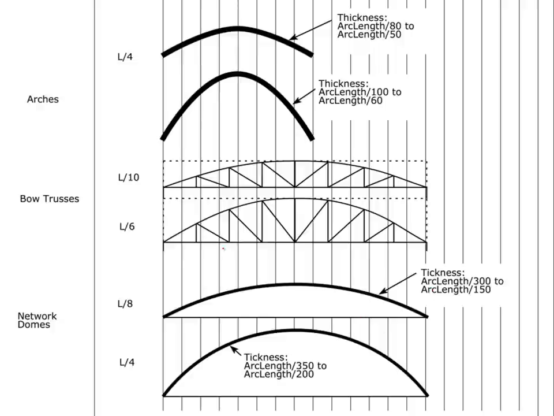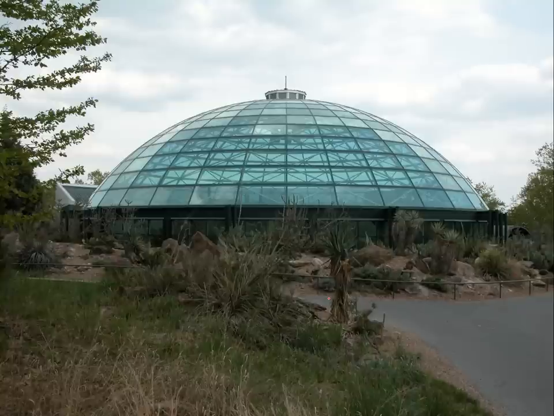Okay, so that takes care of arches, which basically are self-bracing through their thickness. Then we have bow trusses, where the compression member is braced by all these triangulating web members. And now we're going to talk about domes, and network domes are self-braced in that any tendency to roll through on any part tends to be resisted by other parts.